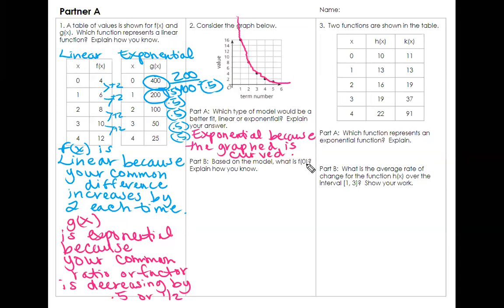Based on the model, what is f of 0? What does that mean? So write this down. What is the y value when x equals what? 0. Good. Write this down so you remember what that means. What is f of 0? And how would I even know?